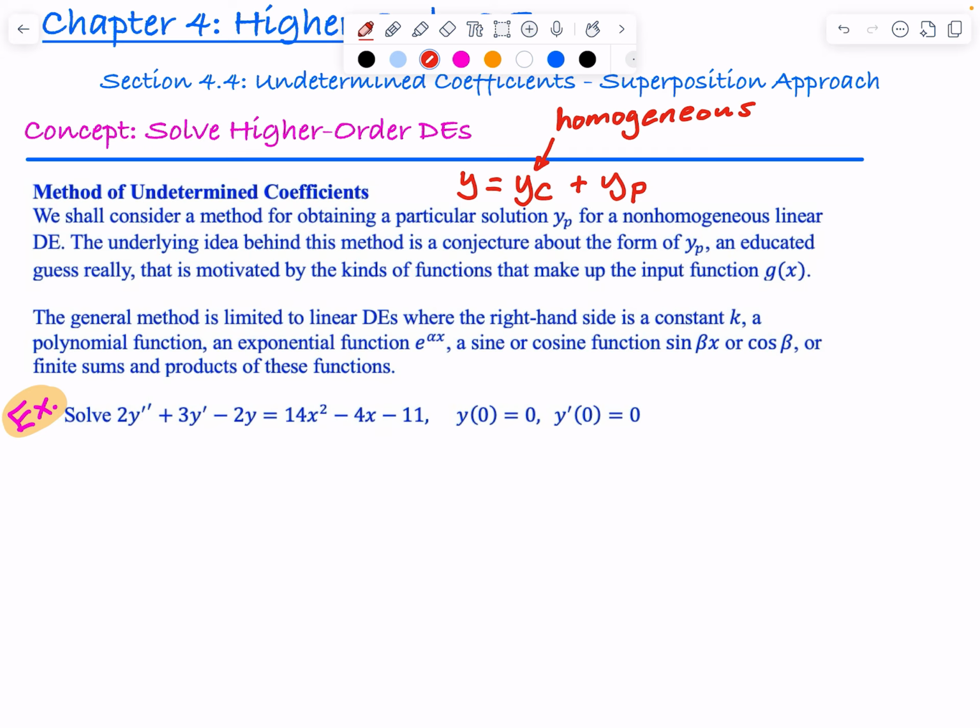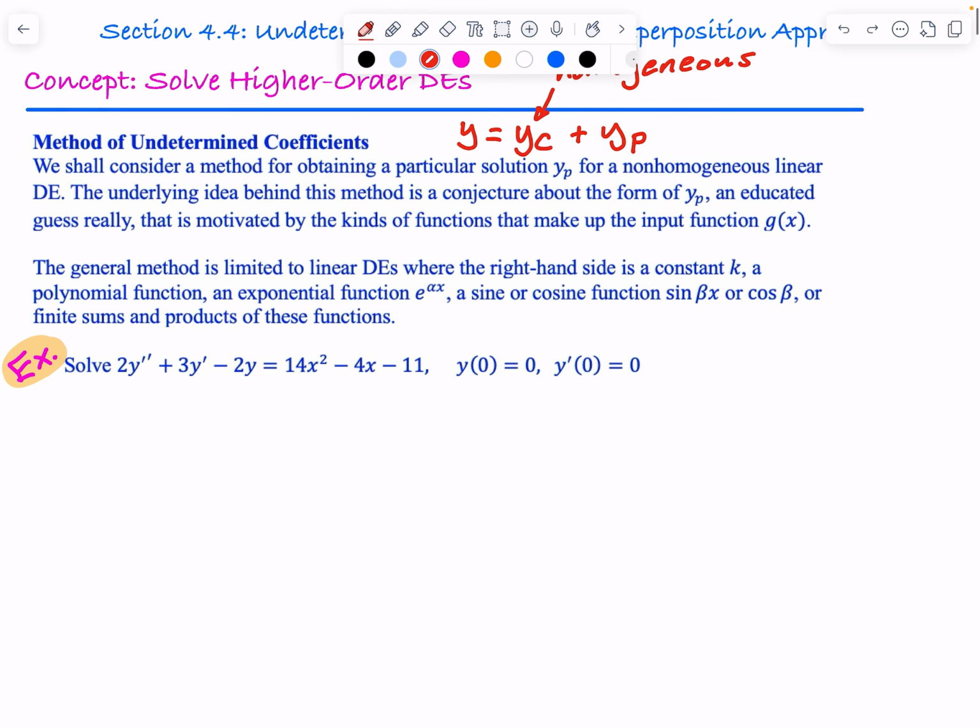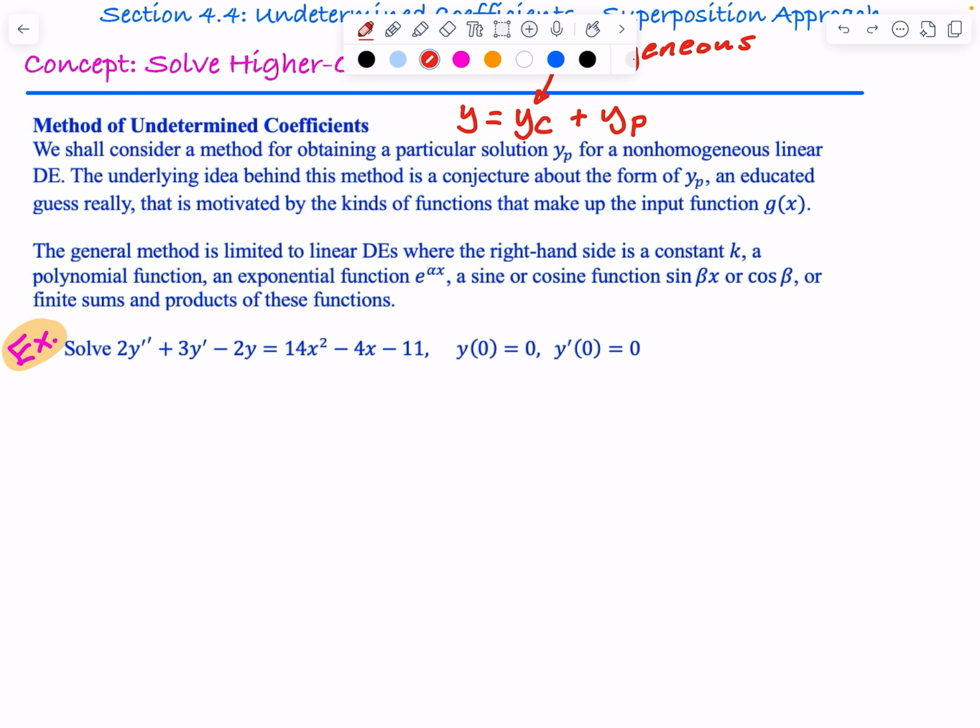And it only works if you can eyeball, okay, a couple things. Notice that all the coefficients for this diff EQ are constant, so that's important. And then the right-hand side is a polynomial, so that's going to help out quite a bit because we can try to figure out what the original function would have looked like if it resulted in a polynomial.